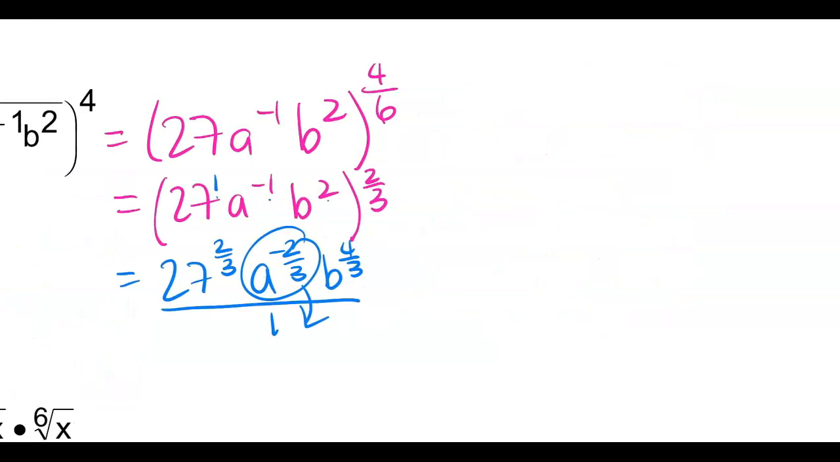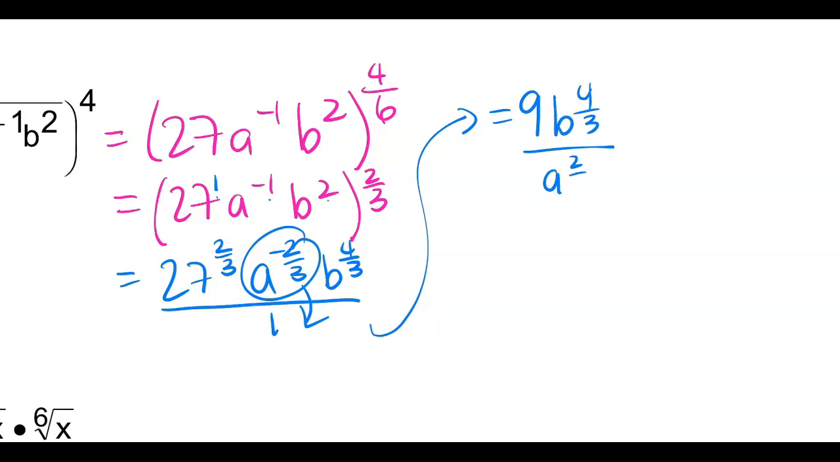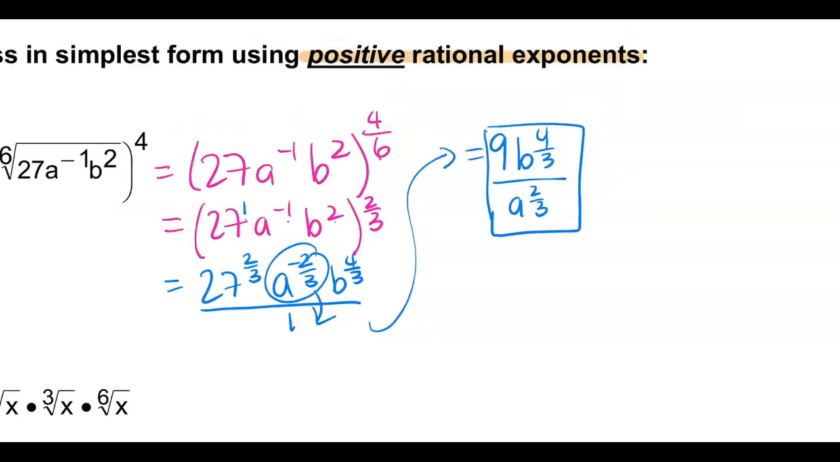So let me write my answer over here. We're going to make this 9, like we just found over to the left. I did the work for it. B to the 4 over 3 power over a to the 2 over 3 power. So this ugly mess is my answer. Especially since I asked you to write your answers with positive rational exponents, we're going to leave it like this.